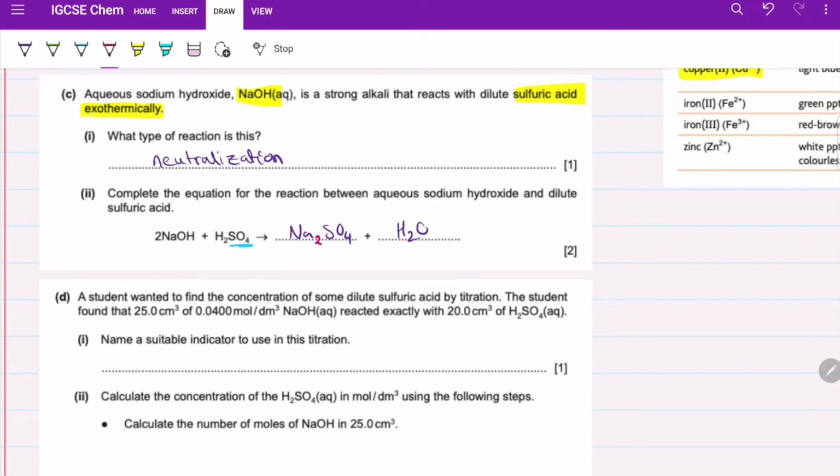Okay, so let's balance this out. We have 2 sodium on the left-hand side, 2 on the right-hand side. We have 4 oxygens plus 2, so that's 6 oxygens. We have 2 hydrogens here and 2 more, so 4 hydrogens. So all we have to do is add a 2 right here, so we end up with 4 hydrogens, 2 oxygens on this side plus 4, which will give us 6, and now it's completely balanced.